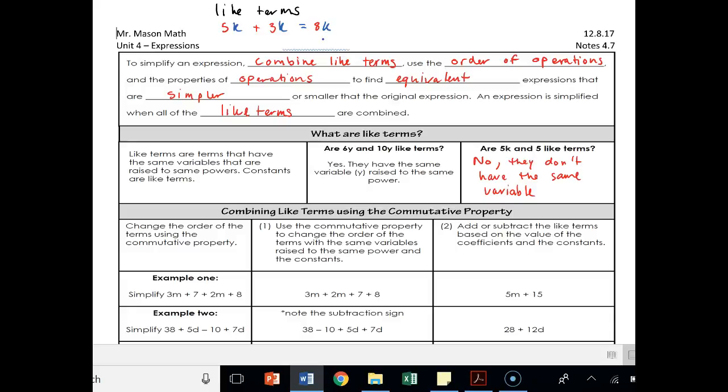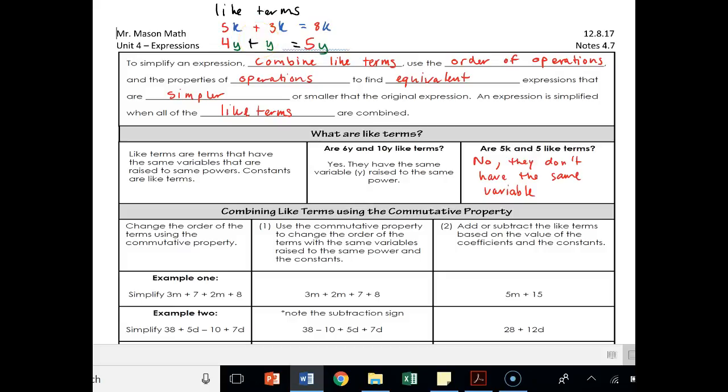And keep the variable. Something as simple as 4y plus y would also be like terms. That would give you an answer of 5y. I got 5y because we remember we have an invisible coefficient of 1 right here.